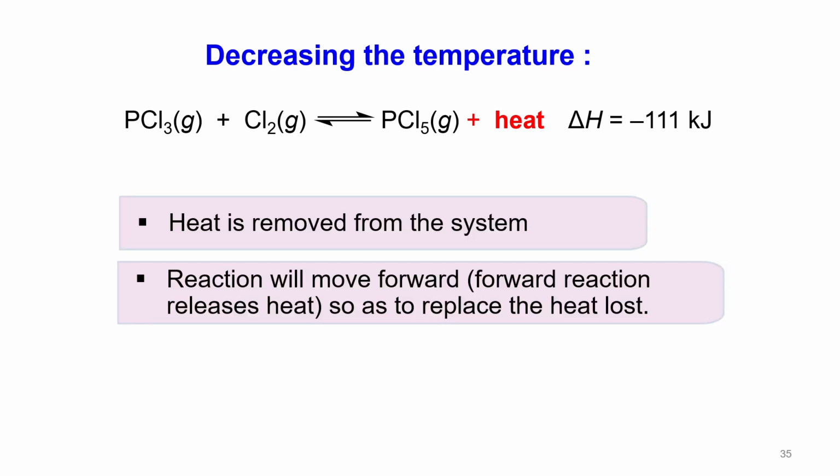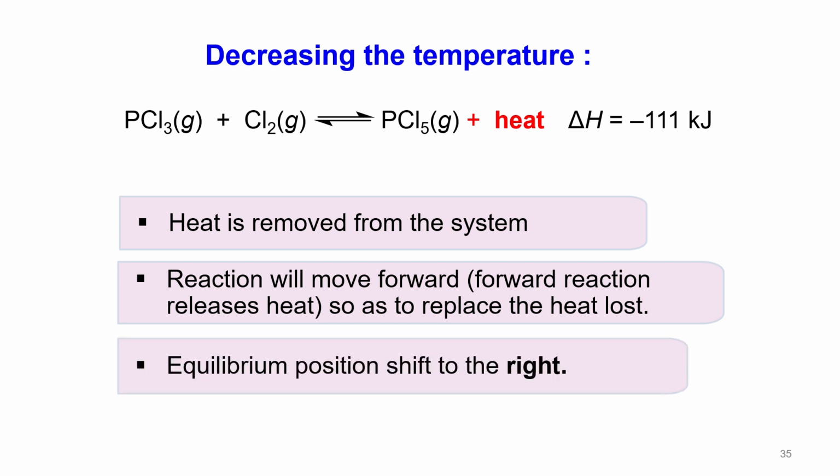Heat is removed from the system. The reaction will move forward. Forward reaction release heat so as to replace the heat lost. So the equilibrium position shift to the right.